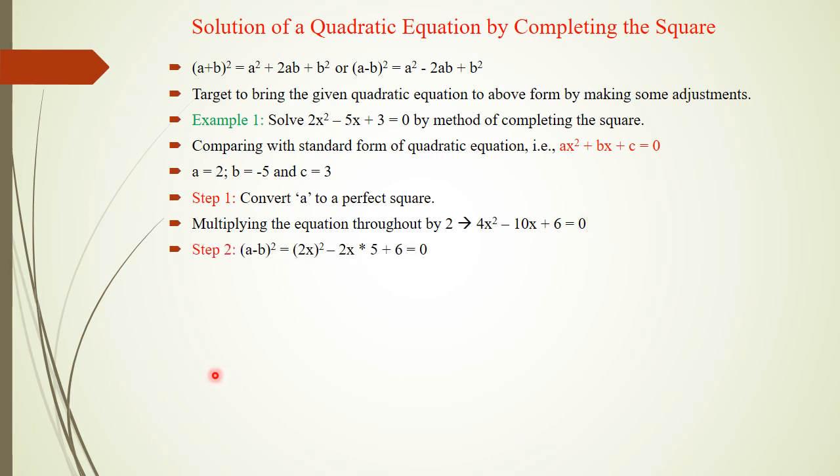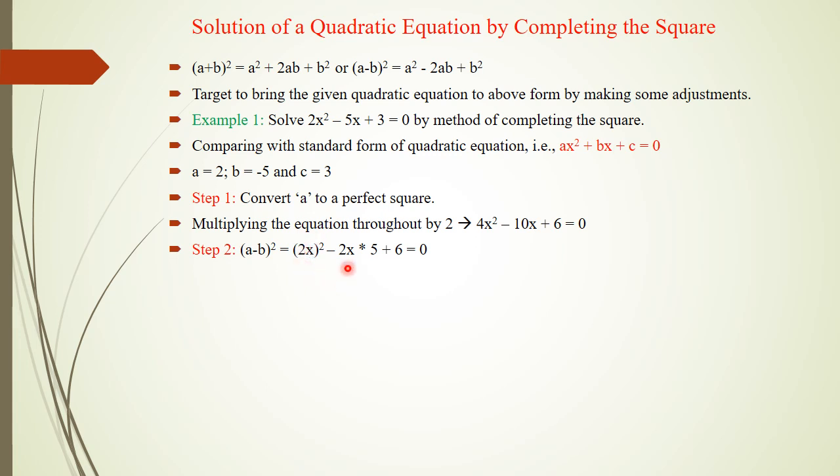Now, coming to the second step, if you carefully observe the a minus b whole square formula, here the term a square I need to make. So now that I have 4x square here, can I represent this 4x square as 2x whole square? Which means my a term will be equal to 2x here.